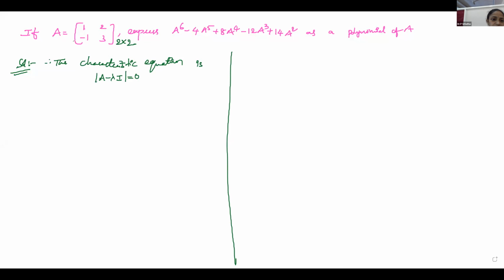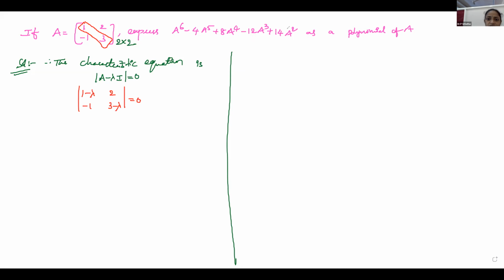So how to find the characteristic equation? Here we have a 2 by 2 matrix, no? And the diagonal elements are 1 and 3, isn't it? So for the diagonal elements, we need to subtract lambda. So that will be 1 minus lambda, 2, minus 1, 3 minus lambda, equal to 0.